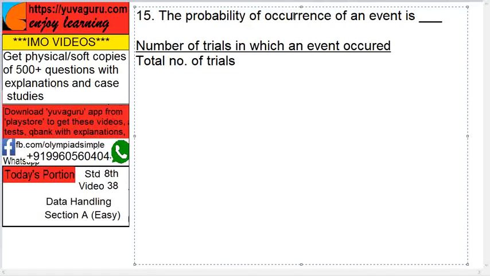The probability of occurrence of an event is, means we have to find the definition of probability. It is here what you require upon total number of trials. So what you require can be named in various terms in mathematics. It can be number of trials in which the event occurred, or number of favorable trials, or number of required trials. Okay, so any name can be given. You check in the exam. Basically what is required upon total number.